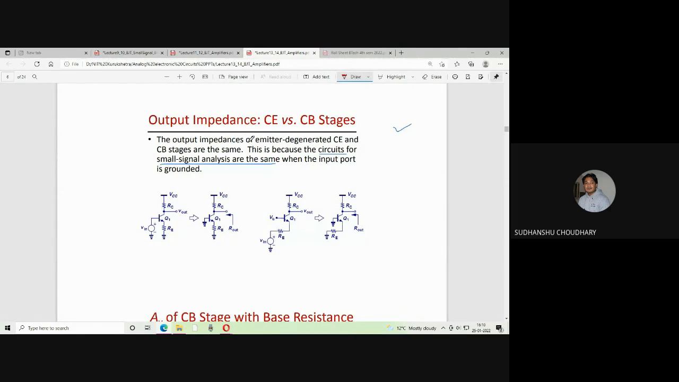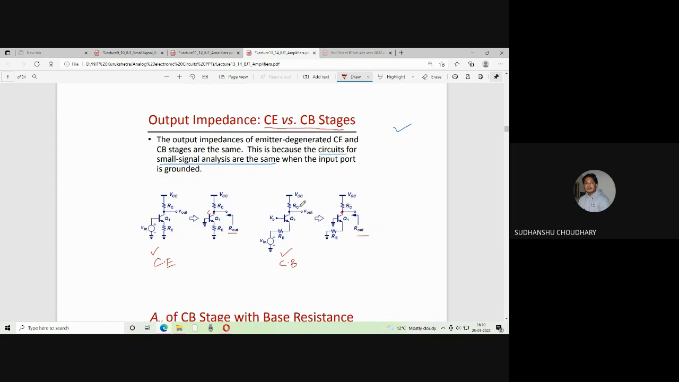Okay, so in fact, we can compare the output impedance of common emitter and common base stages by these circuits. So this is common emitter and this is common base, right? So this is my common emitter circuit and this is common base. Output impedance is calculated by looking into the collector. That is this R out. So here also output impedance is calculated by looking into the collector.